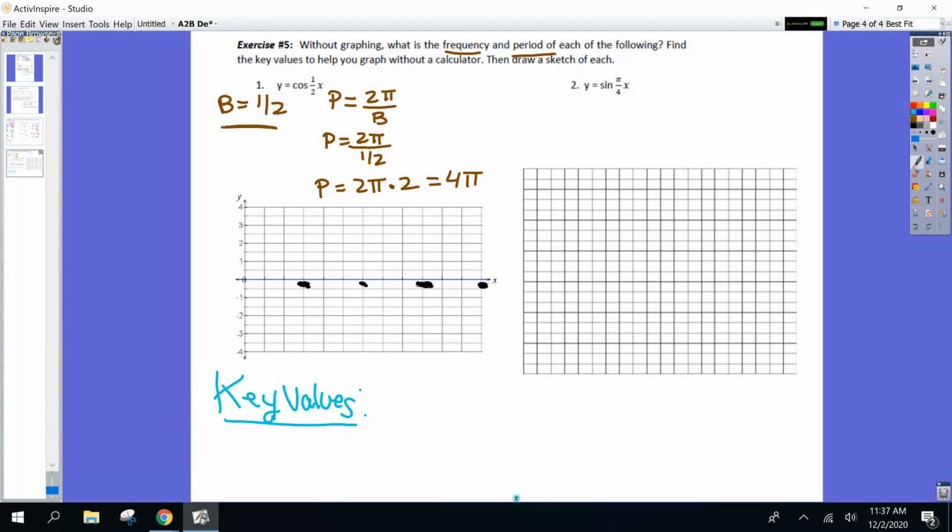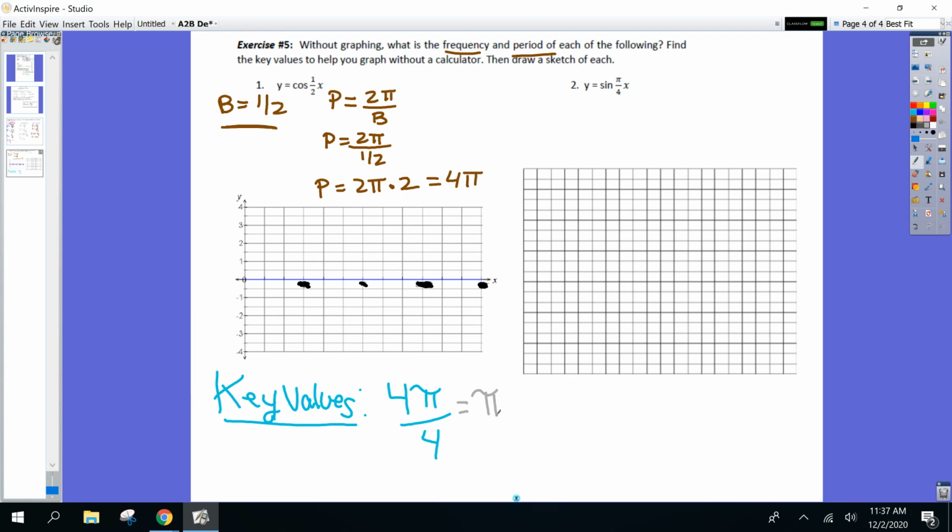Here's how you find what your key values will be. You take the period. So in this problem, 4 pi. You take whatever you found for the period and divide it by 4. Why divide it by 4? Hey, how many values did we always have on the x-axis? 4. All right, it's always divided by 4. So to find what your key values are going to be, you're going to take the period divided by 4. For us, you're going to have a key value every pi.